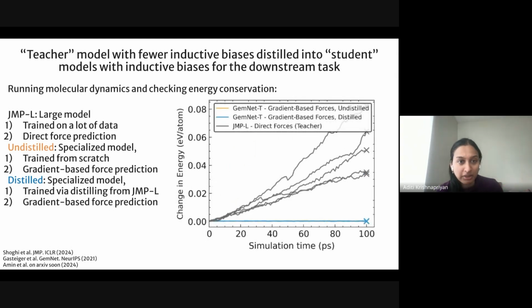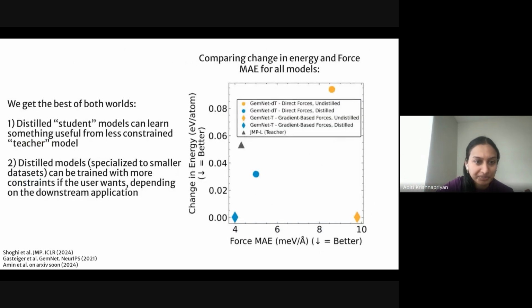However, if you take that teacher model with fewer inductive biases, so this is this JMP model trained with direct forces, and you distill it into a model that's trained with gradient-based forces, you conserve energy perfectly. And so you can get the best of both worlds because you're distilling to an unconstrained model. And then when you have this small data set that you're distilling to and you do gradient-based predictions, you can still get the nice energy conservation that you want, that you wouldn't have gotten from that larger model.